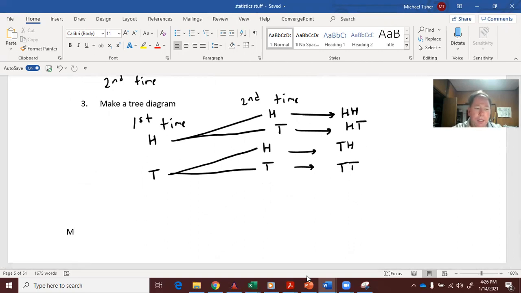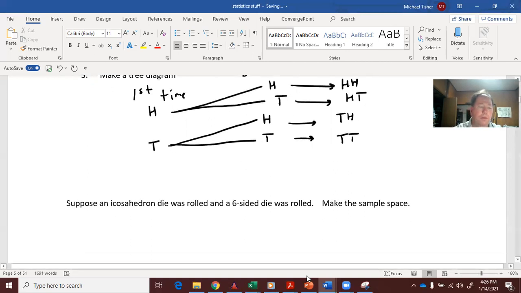Okay, now let's get more practice in making a sample space. All right, so suppose an icosahedron die was rolled and a coin was flipped. Actually, let's do a regular die. A six-sided die was rolled. Make the sample space. Okay, let's go ahead and just use the set diagram, or set notation, for this one, okay?